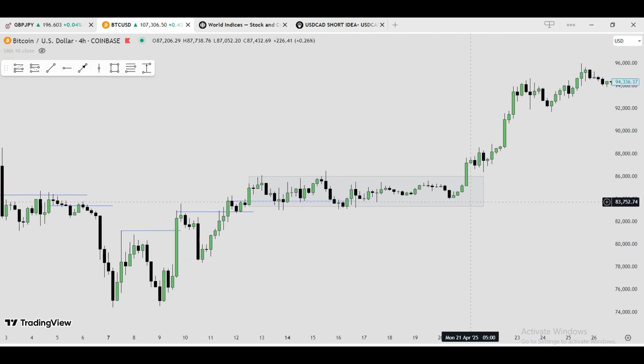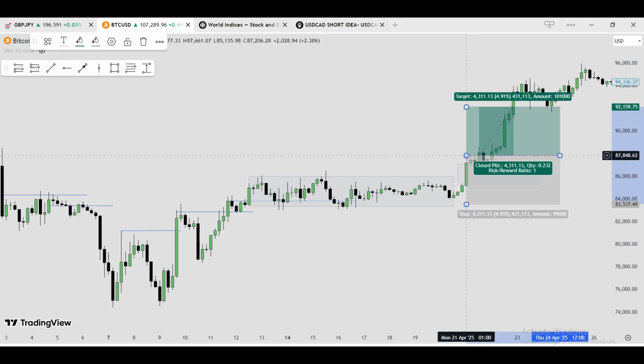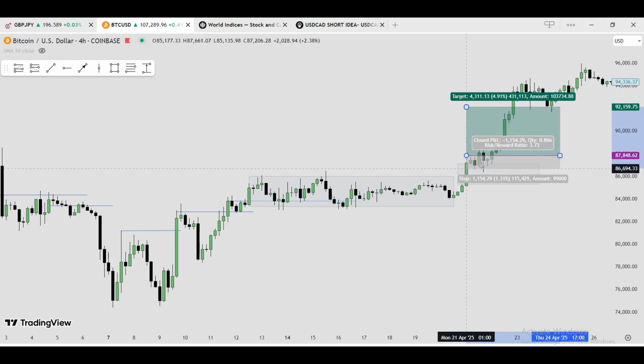Focus on a clean move, a clean structure that you can see with clear imbalance within that structure. And that was it here. You can see it here. Price broke above this high with clean imbalance left behind. Okay, then price will retrace. Now I've actually taken an entry on this candle here. Now this next candle will actually take me out.